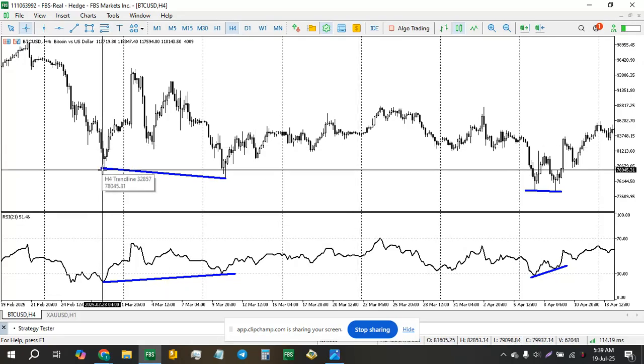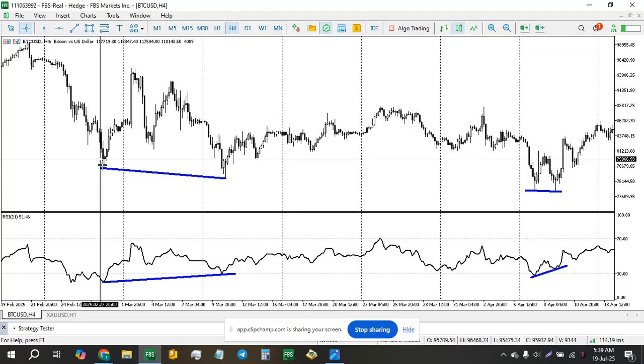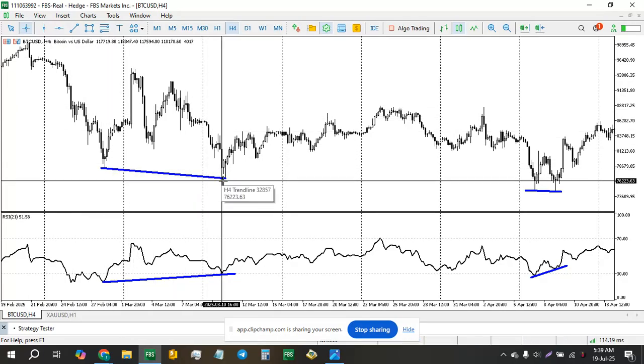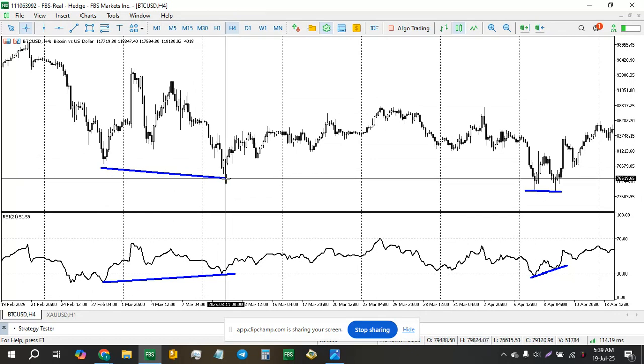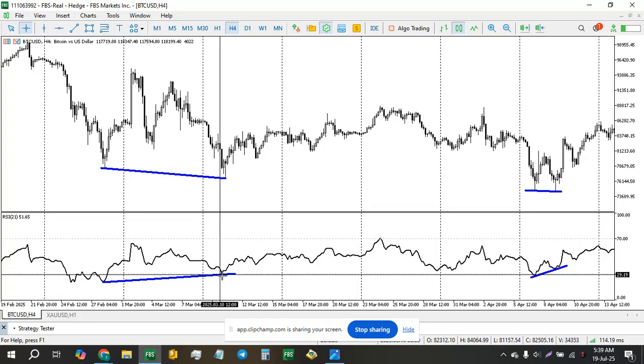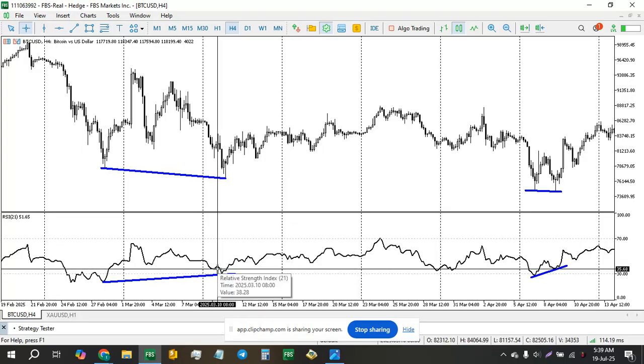formed are different. Like you can see in this example here, over here price has made a lower low, but the oscillator made a higher low. This is a divergence in price. So these are points of reversal.